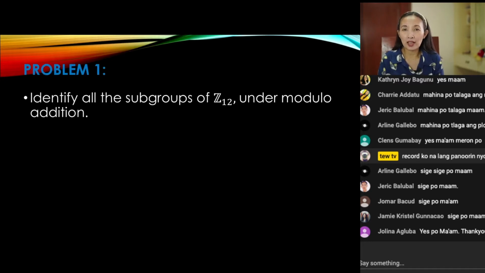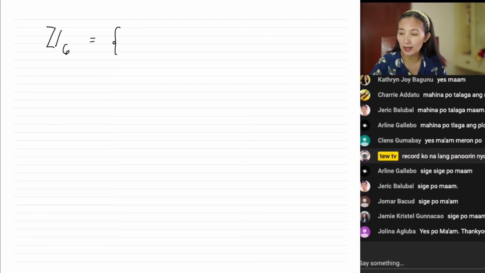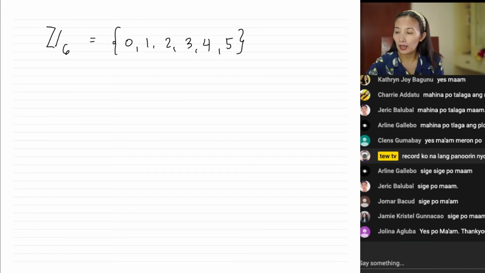Now, how do we identify the subgroups of a group? For example, Z sub 6. Can you identify all the subgroups of Z sub 6? That's what we are going to show this morning. List down or identify all the subgroups of Z sub 6 under the operation addition modulo 6. Recall that Z sub 6 has the elements 0, 1, 2, 3, 4, and 5, and we are looking into the operation addition modulo 6. Remember that the identity element here is 0.